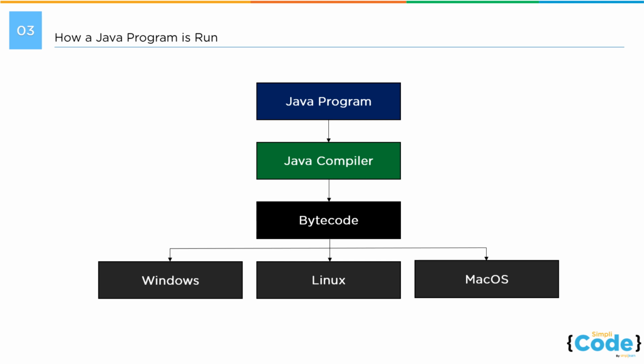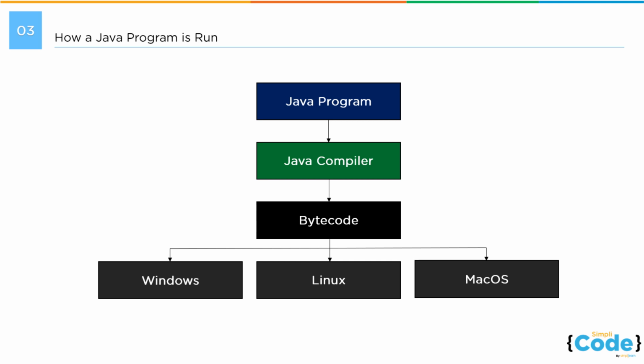So now let us understand how a Java program is run. At first, you write your Java program and you store it in a .java file. Then you compile your Java file with the help of the Java compiler. Once the program is compiled, the compiler is going to generate another file, which is a .class file.